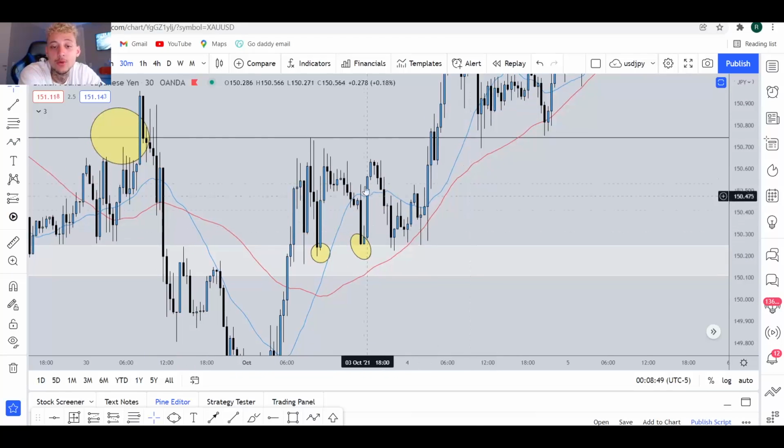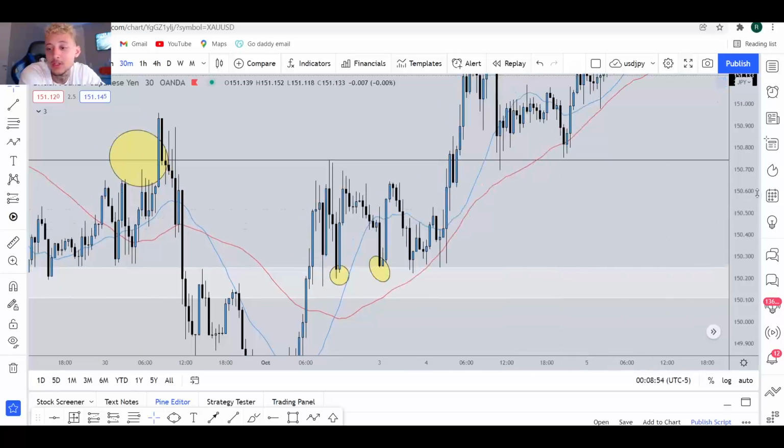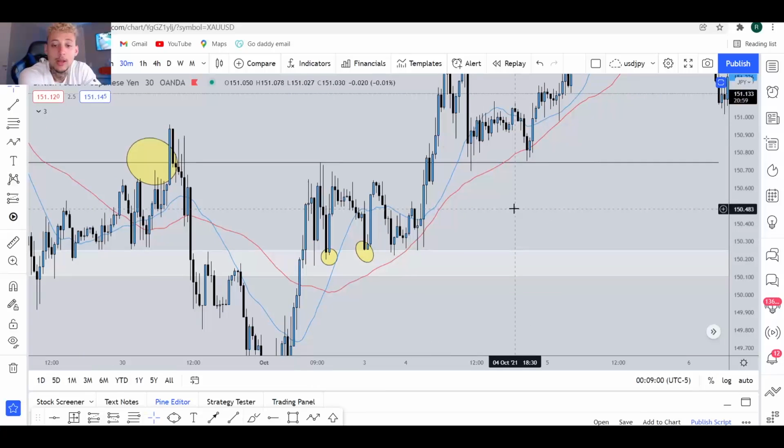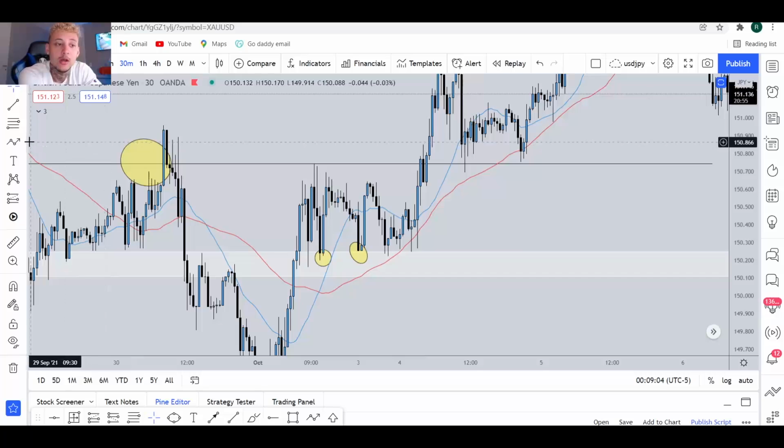Now, there's going to be times where you're not going to be able to take an entry right away, and you're just going to have to be patient and hope price pulls back and actually retests support, which most of the time it actually does, right? But there's no possible way for you to have taken an entry previously.